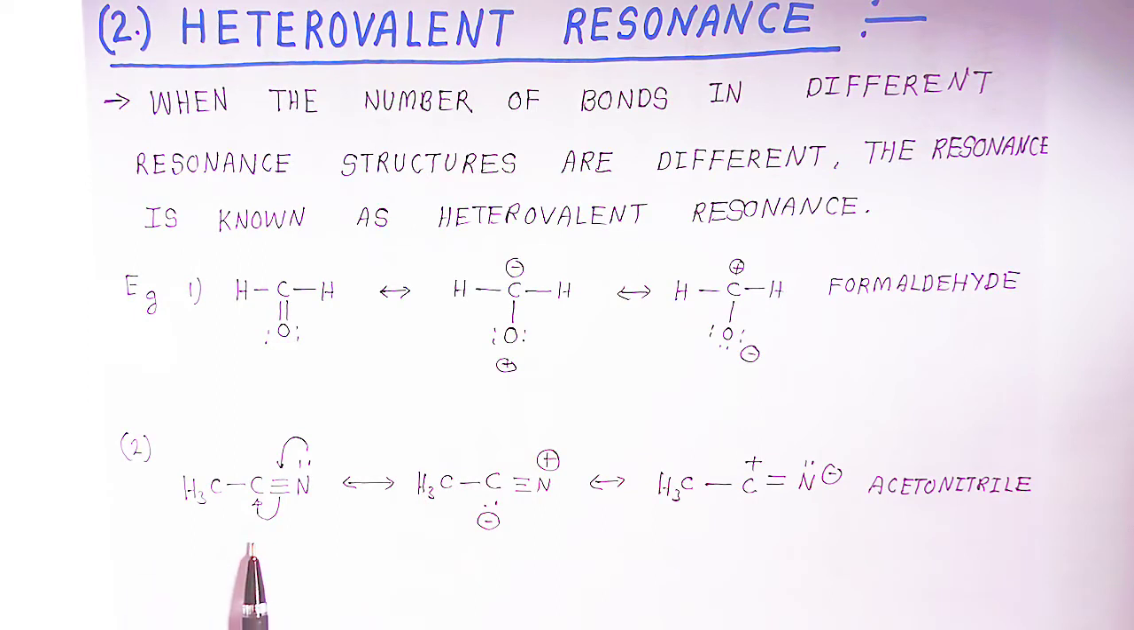Now the same thing is happening in acetonitrile. This is acetonitrile. Here when you see, the number of bonds is four. Now here you are observing three bonds and here you are getting four bonds. Different numbers of bonds are present in these two. So that is why it is also called heterovalent resonance.